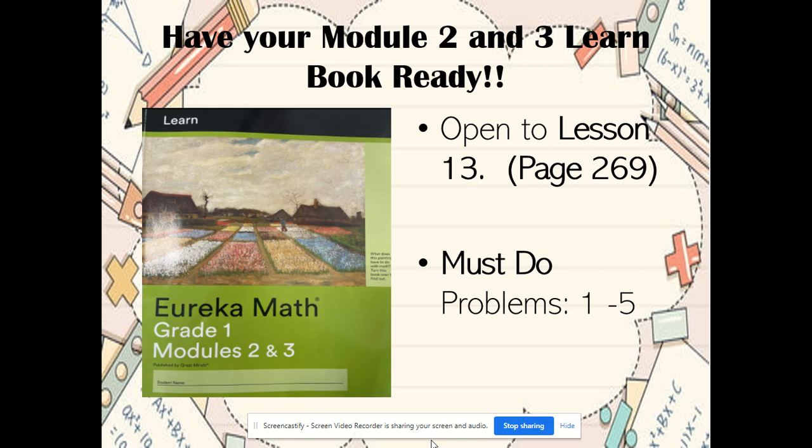Now, thank you for listening, boys and girls, and participating. Have your Module 2 and 3 Learn book ready. Open to Lesson 13, page 269, which should be the last lesson in our book. Our must-do problems for today will be 1 through 5. Go ahead and press pause if you need to find the page, and I will see you in our live session.